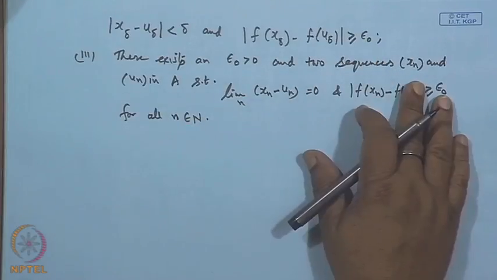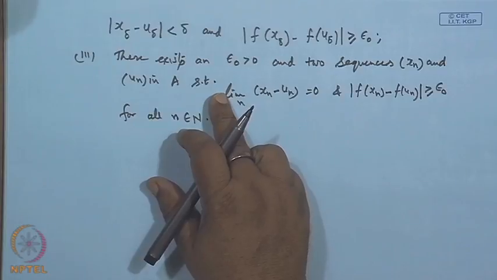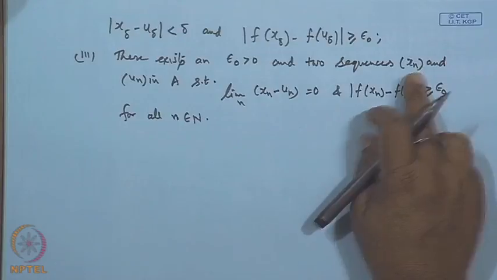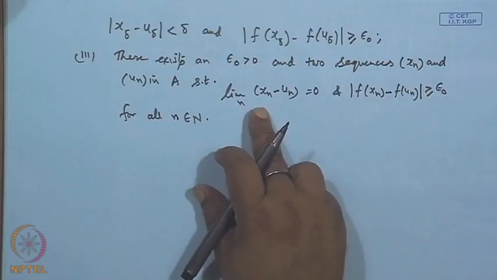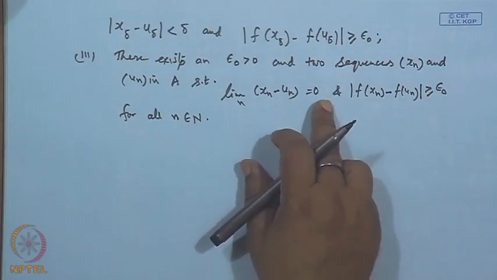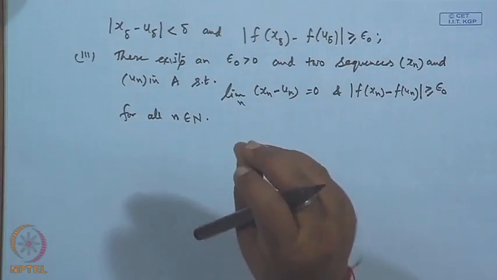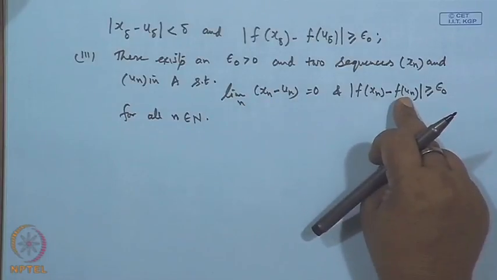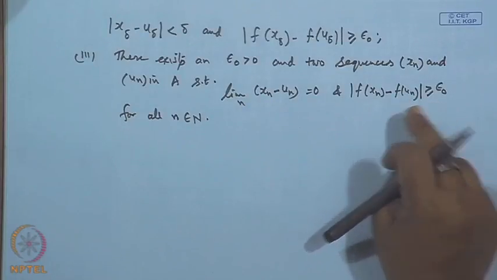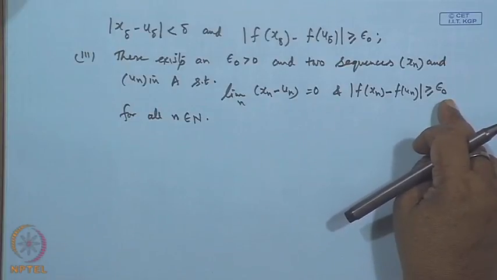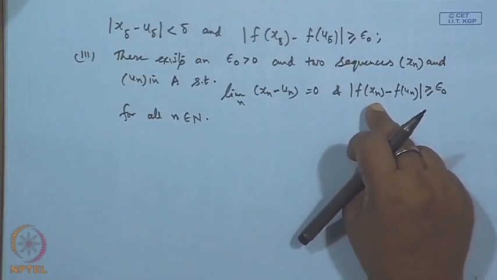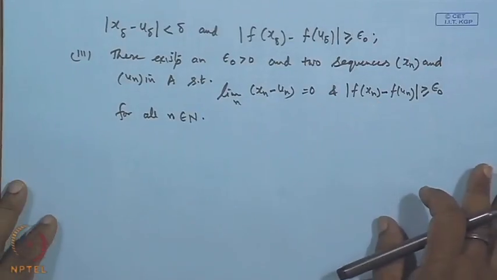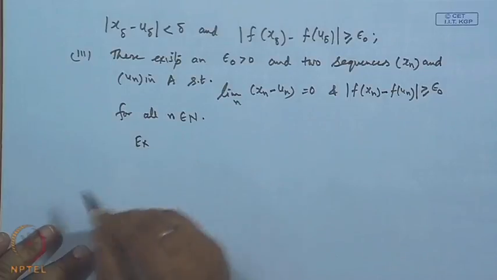Similarly, this is Cauchy's definition, and this is Heine's definition. Instead of choosing two arbitrary points, we pick two sequences x n and u n such that the limit of their difference is tending to 0, meaning x n and u n are very close to each other as n is sufficiently large, but the corresponding images are not close; the difference is greater than or equal to some positive number epsilon naught. Then we say the function f is not uniformly continuous. Okay? We got this. Now, this criterion can be applied very directly.